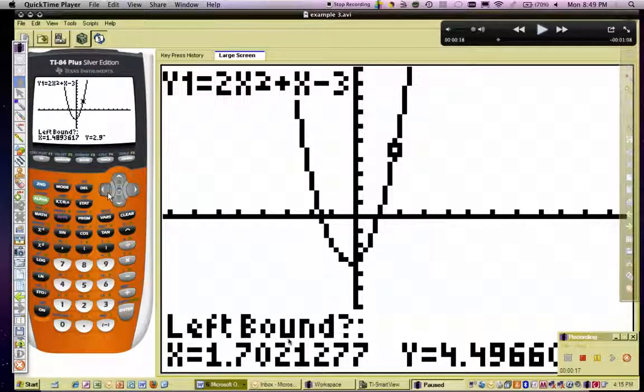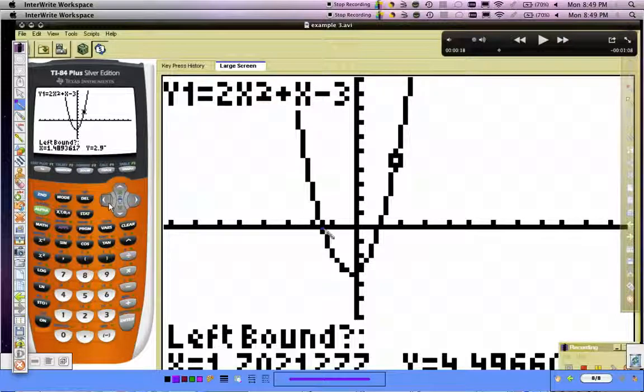So what does it mean by left bound? It means you want to find the spot where the graph intersects the x-axis, and you're coming from the left. So you want to get the cursor to a point just before it hits the graph on the left. In this case, that will be above the x-axis because we're coming down from the top as we come from the left. Once you've gotten the cursor as close as it'll go, which may not be very close at all, on that side of the 0, press enter.